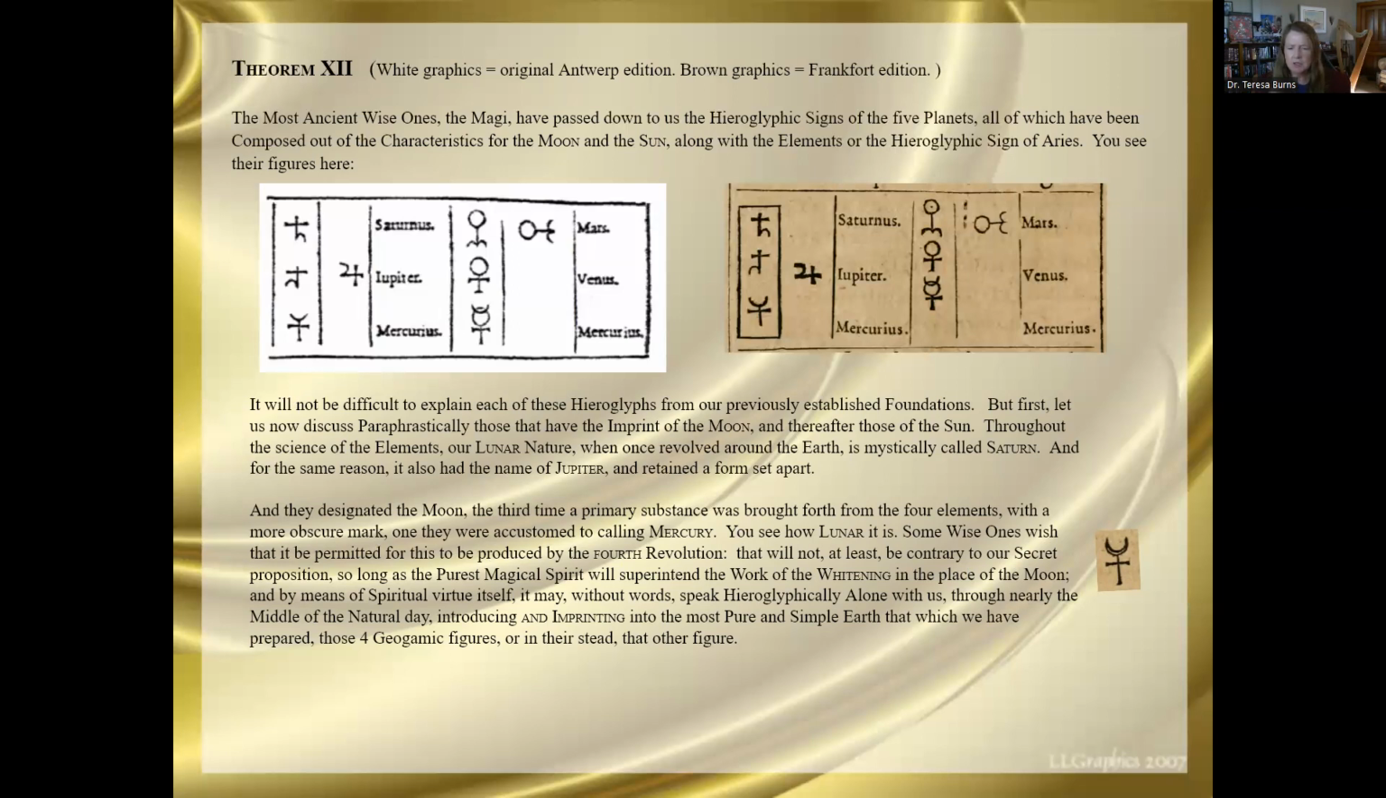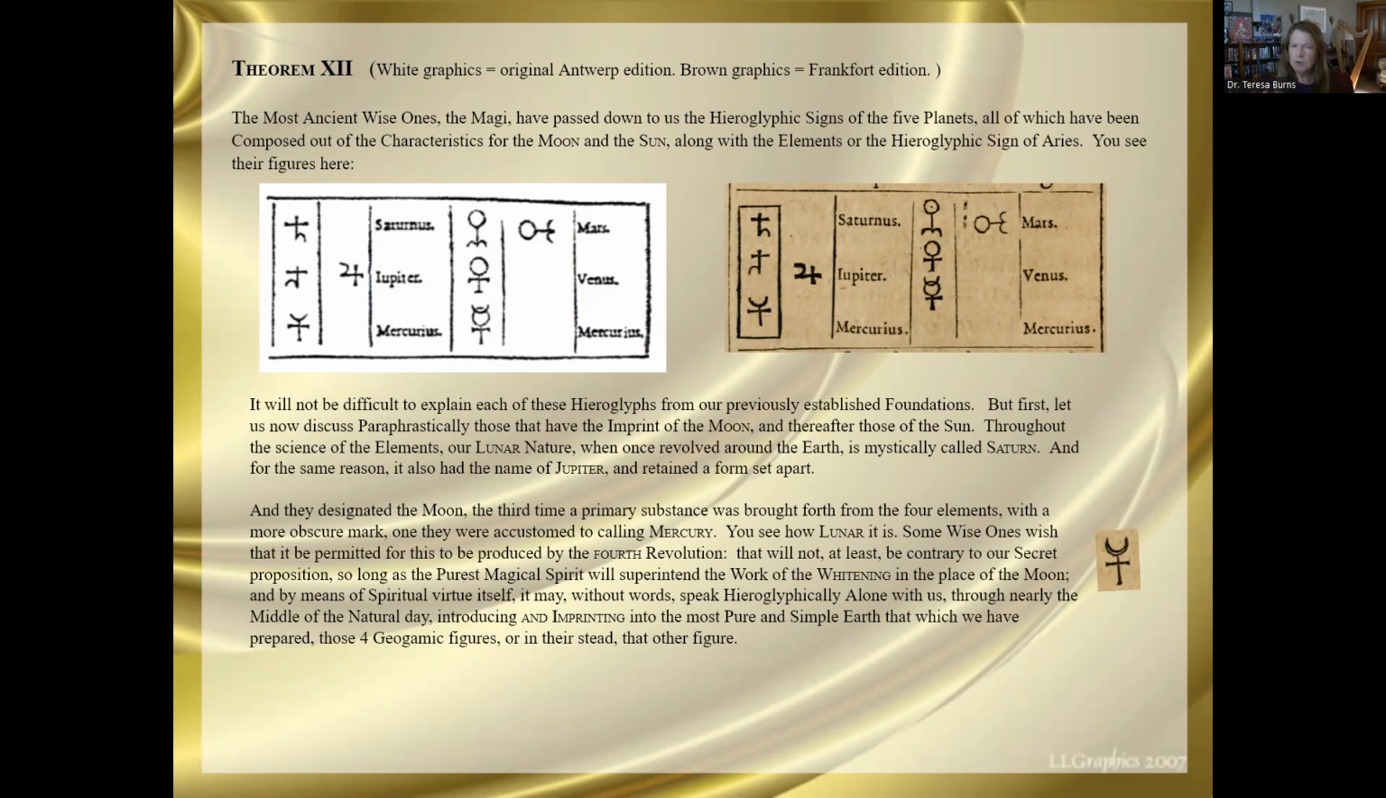So one they were accustomed to calling Mercury, and he says, you see how lunar Mercury is. And in the margin over here, we get a drawing of Mercury that looks nothing like the way we draw a Mercury now or did then, and it matches the one he had up in these drawings. And one supposes it looks lunar because of this crescent, which is in his monad glyph, his sign for the moon. Some wise ones wish that it be permitted for this to be produced by the 4th revolution.